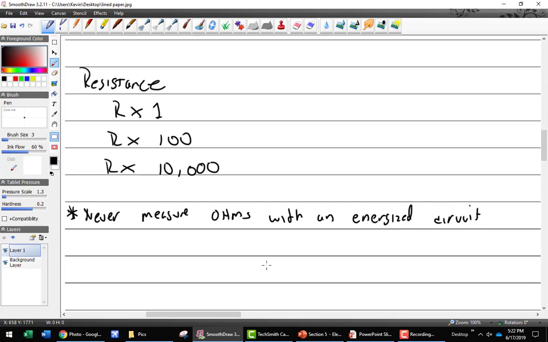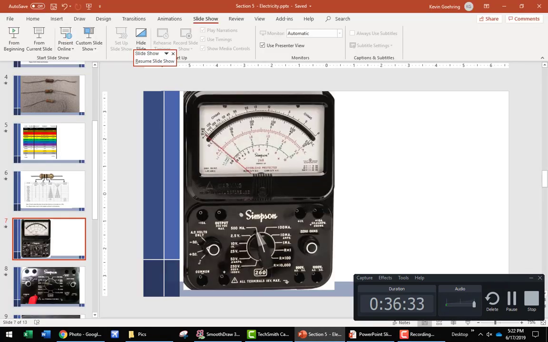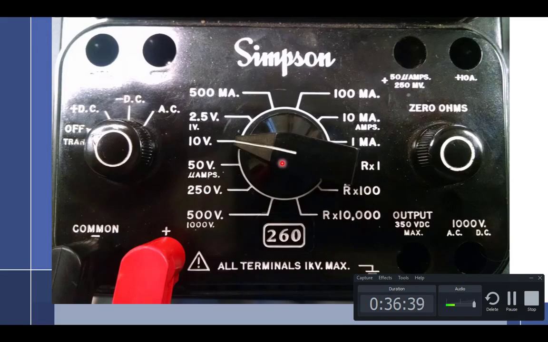Anyway, so never measure ohms with an energized circuit. Always disconnect the battery. What are you going to do? Disconnect the battery. All right, so we're going to do voltage. Look at my voltage. I've got 2.5, 10, 50, 250, 500.